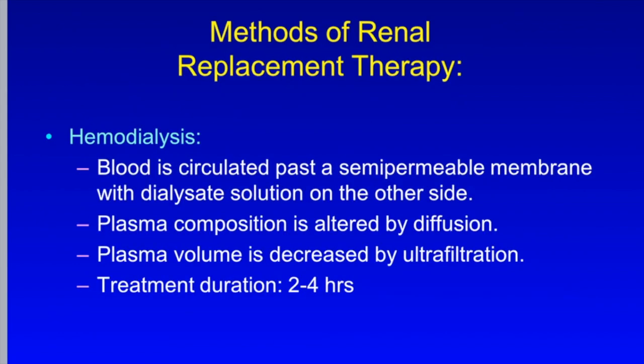Now, what are the basic types of renal replacement therapy? Let's look at them one by one. With hemodialysis, the patient's blood is circulated past a semi-permeable membrane with dialysate solution on the other side. Plasma composition is altered primarily by diffusion of molecules down their concentration gradients to or from the dialysate solution. Plasma volume, as we'll see, can be decreased by ultrafiltration, and hemodialysis is performed in sessions that typically last between 2 and 4 hours.